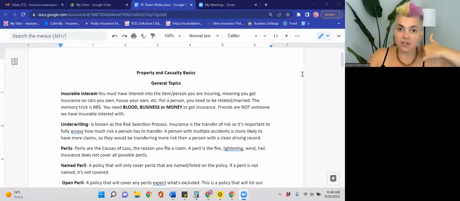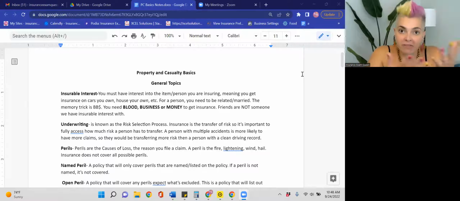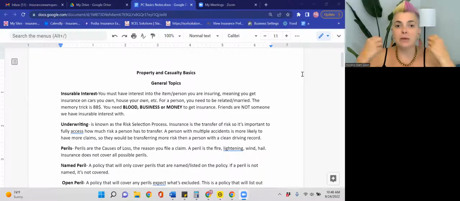So when you call the insurance company, say, I want to insure my house, it needs to be your house. You need to have insurable interest in it. When you say, I want to insure this car, it needs to be your car. You need to be the owner of it. You need to have the money invested in that item. Okay. So that insurable interest says that I own the item. I have blood, business, or money with the item.